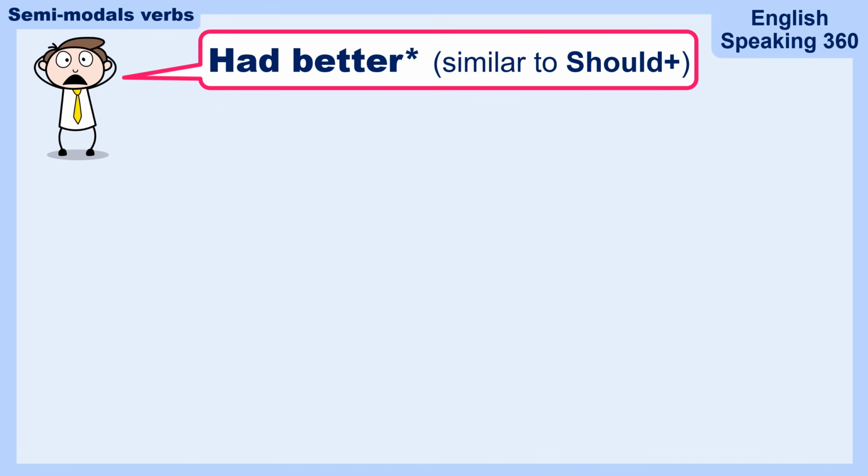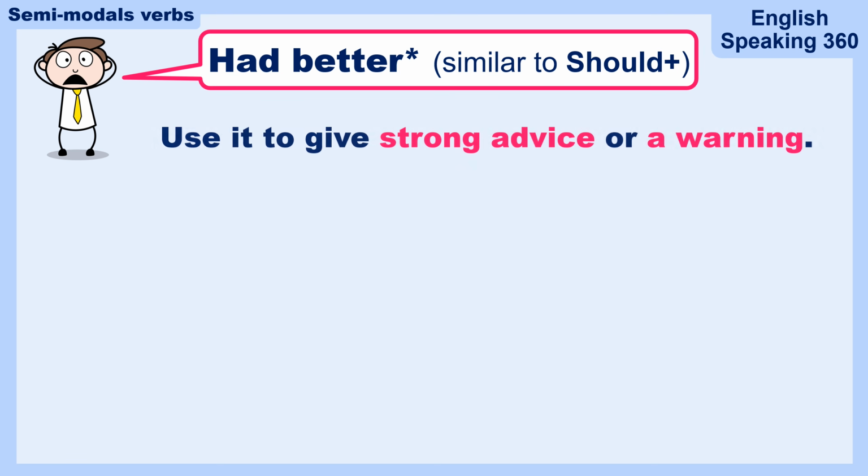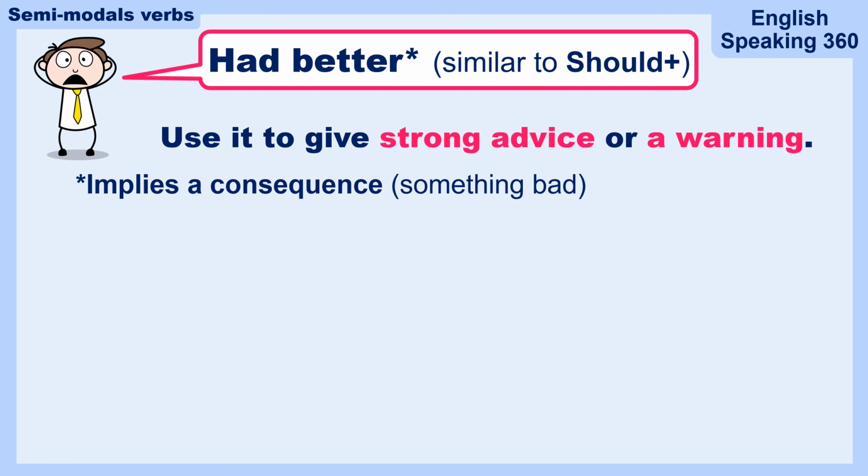Had better. Now watch out. Had better, I put a little star there because some people don't think it's a semi-modal verb. But let me explain it anyway. It is similar to should, but it is more powerful than should. Use it to give strong advice or a warning. So you are giving a warning to someone. It implies a consequence. It means that something bad is going to happen to you if you don't follow my strong advice.